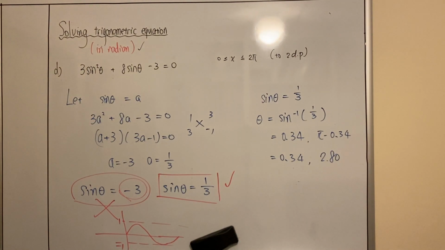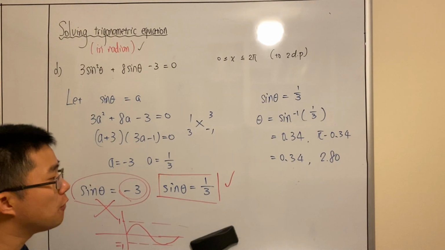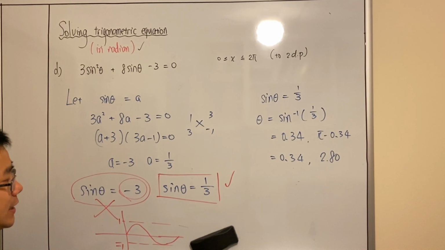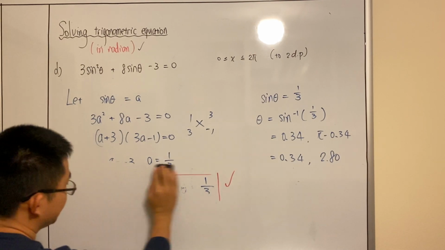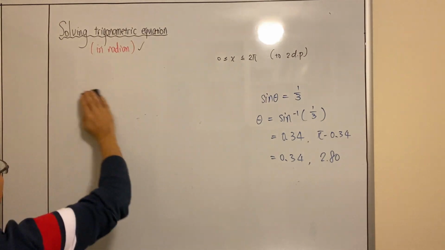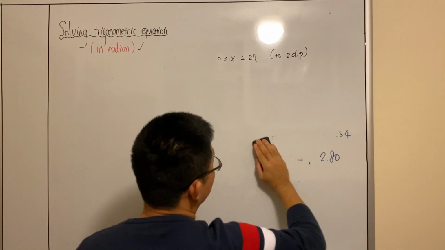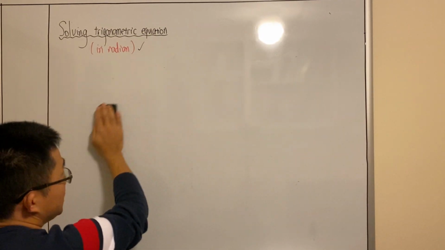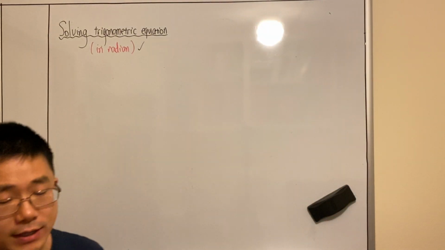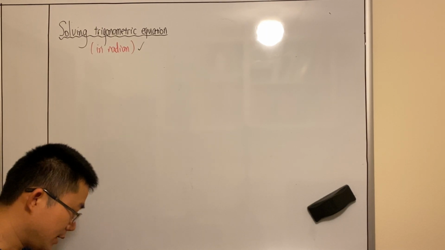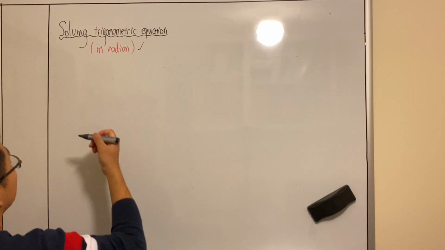I'd like to do one more, the last one. So hopefully those 4 examples give you enough idea about how to solve questions in radian. Let's move on to the last one. For the last example, I'd like to do something that's slightly easier, but this time I'm going to increase the domain, so you'll have more answers.